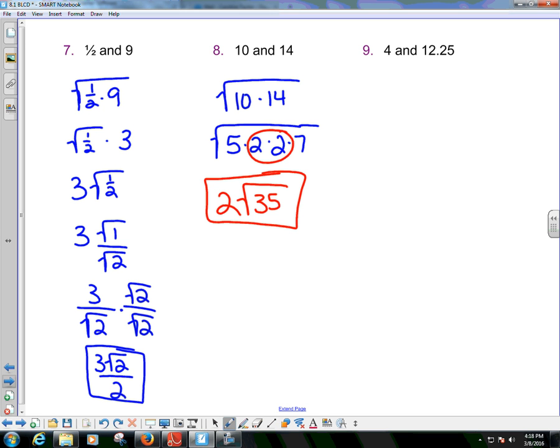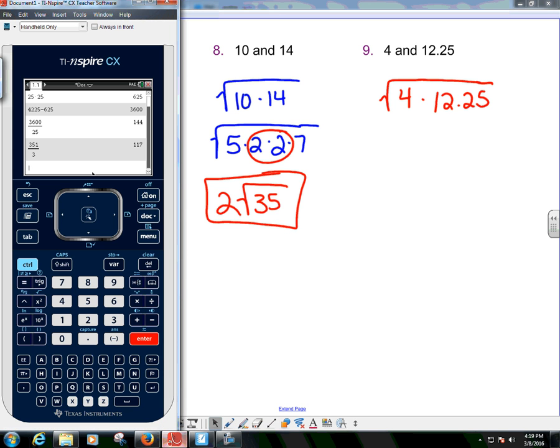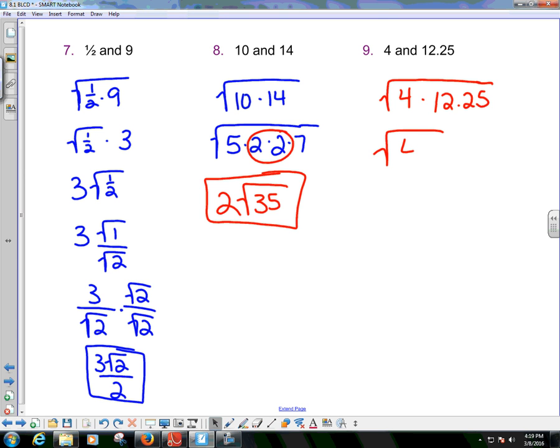All right, and this one says 4 and 12.25, so I'm going to take the positive square root of their product, so 4 times 12.25. All right, so I'm going to run over to my calculator and see what it says. I'm going to punch in 4 times 12.25, hit enter. 49, that's good news, because I know that 49 is a perfect square, and the square root of 49 is 7. So that's my final answer for that one.